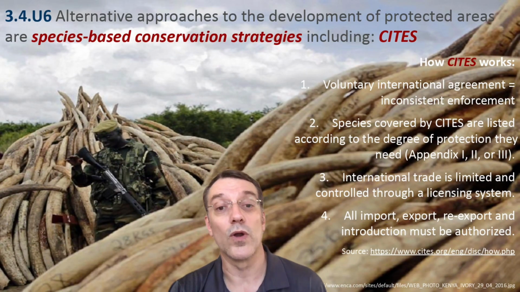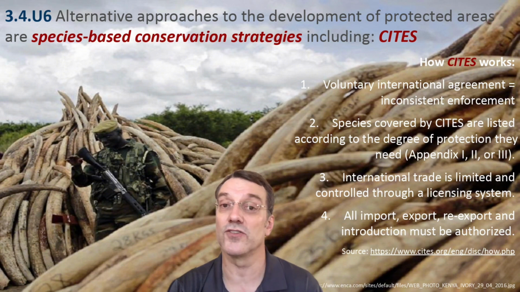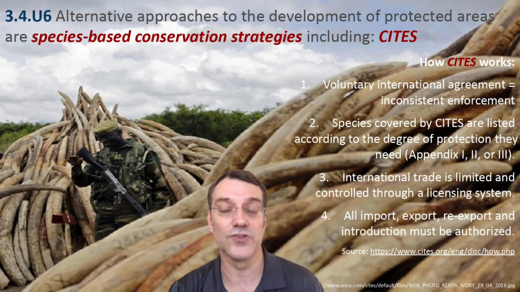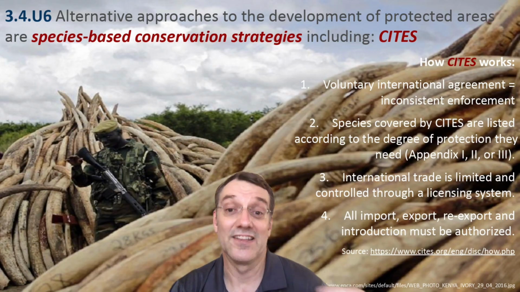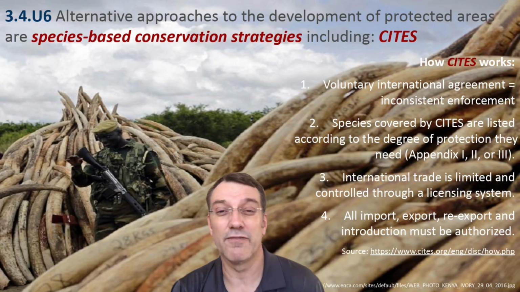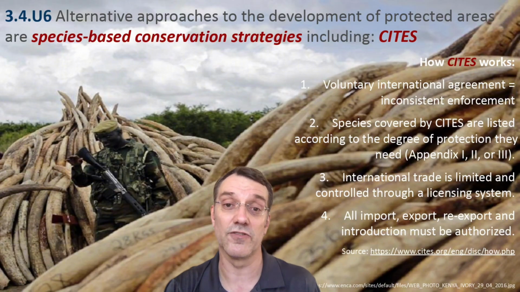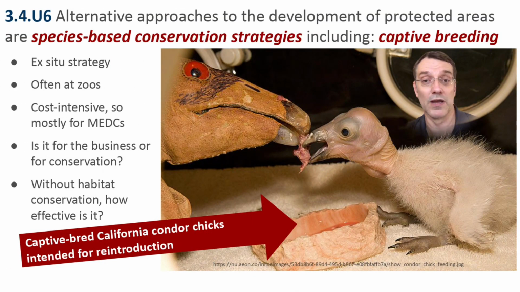CITES represents one of our key species-based conservation strategies. It works through a system of permits and licenses that regulate international trade in endangered species. However, it's a voluntary agreement, and that means that enforcement can be inconsistent across different countries depending on the economic status and priorities of each of those nations. Captive breeding programs represent another species-based strategy.